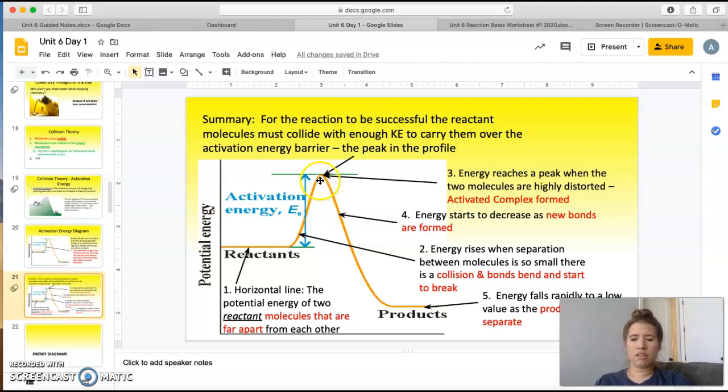And then we get to a point where we form that activated complex where the reactants are oriented in a perfect way and they have enough energy that they then break the old bonds and form the new bonds. Okay, so that's that peak there. Energy starts decreasing when the new bonds are formed, and then energy falls rapidly to a low value as product molecules separate as they move away from each other.